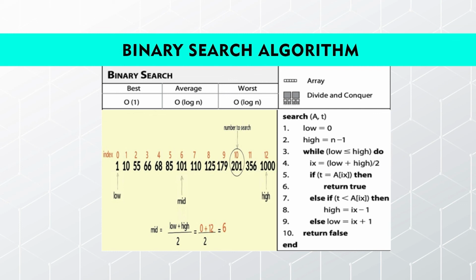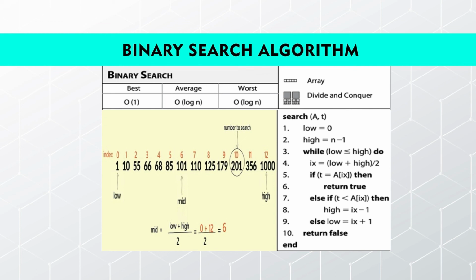If t is less than A[Ix]: t is 201, which is not less than 101. But it is said that if t is less than A[Ix], then high is equal to Ix minus 1, that is move 12 to 11. Else low is equal to Ix plus 1. Ix was 6, so the new low will be Ix plus 1, that is 7.